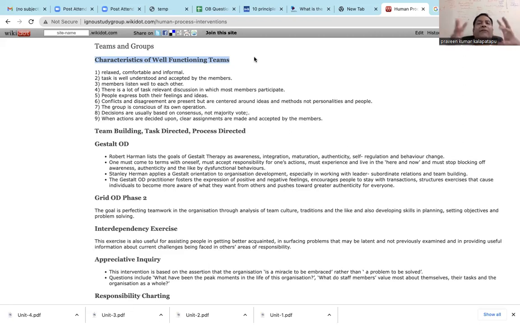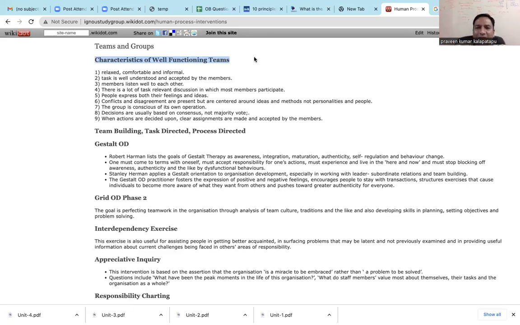A well-functioning team will be relaxed. They will not have any problem or comfort-related issue. They will talk well between themselves. They will listen to the other team members. They will have relevant discussions. They will perform well. They will take decisions based on consensus. Everybody is in one line, right? There would not be any conflicts.